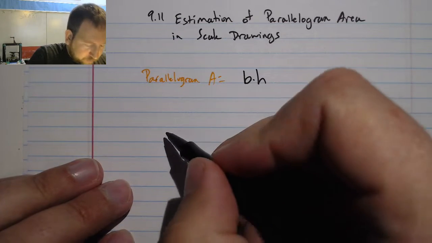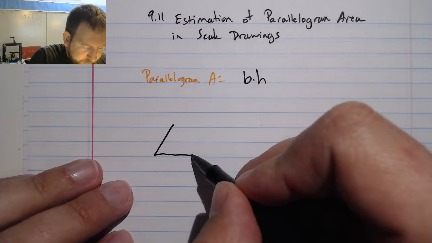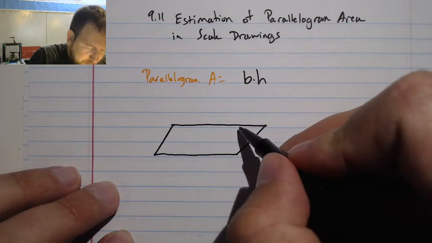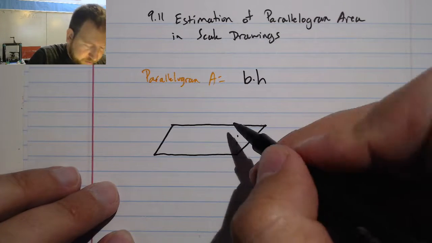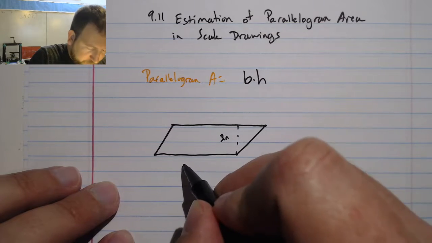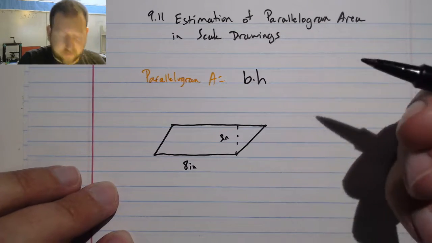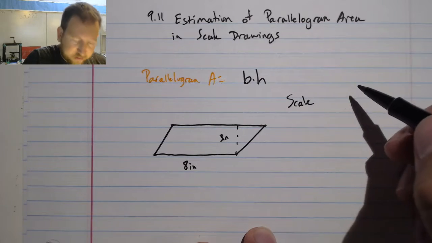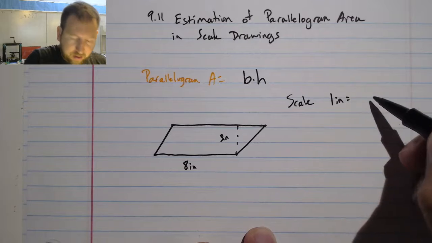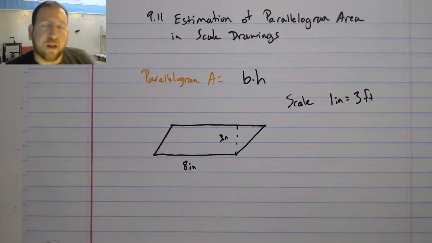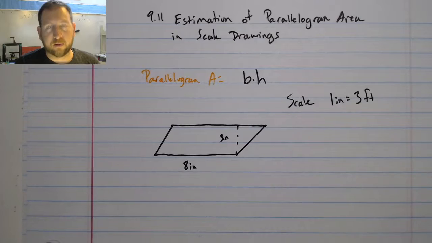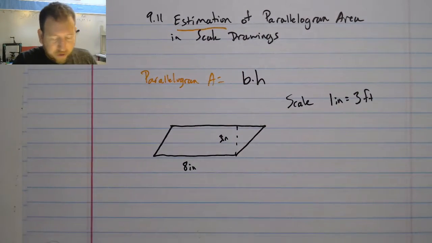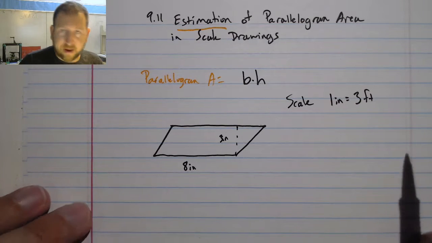For example, we have a model of a garden. And the model measures 3 inches by 8 inches for our base and for our height. But we have a scale factor. Our scale in this case is 1 inch is 3 feet compared to the actual thing. And the key here is that we're going to be estimating, because we want to be able to do as much of this as we can in our heads, okay?